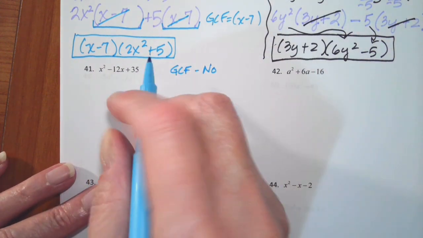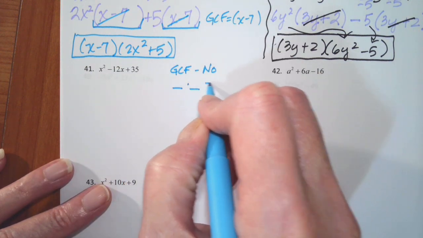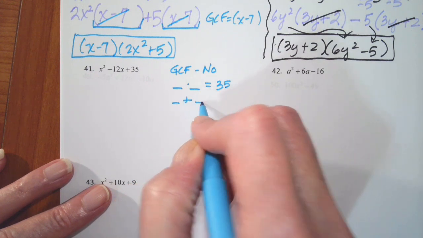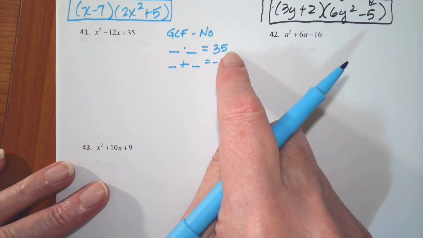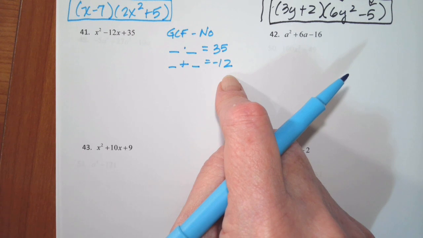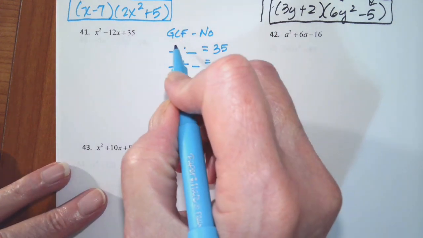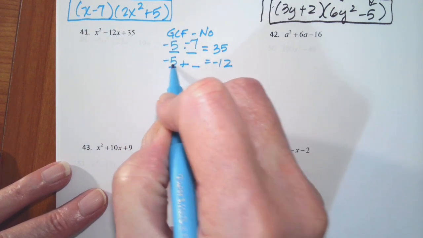Okay, so there are 3 terms and the leading coefficient is 1. So I'm looking for 2 terms multiplied together to equal 35. Those same 2 terms added together equal negative 12. Since the product is positive and the sum is negative, I know that both of them are negative. Unfortunately, there are not a lot of factor pairs of 35, but the numbers are negative 5 and negative 7.